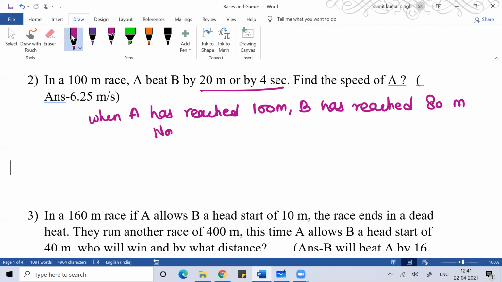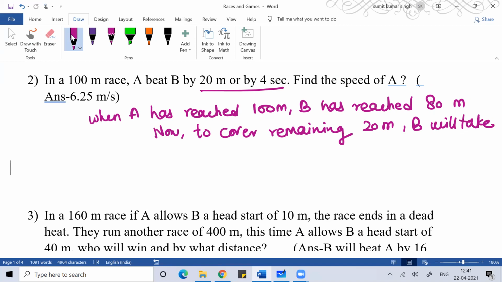Now, to cover the remaining 20 meters, B will take 4 seconds. So that means what is the speed of B? That will give you the speed of B. The speed of B will be 20 by 4, or 5 meters per second.